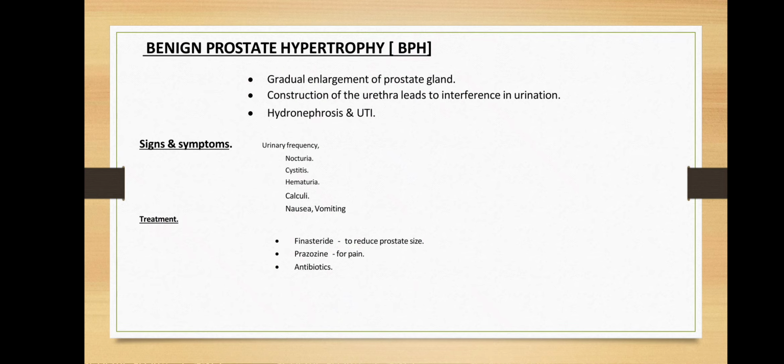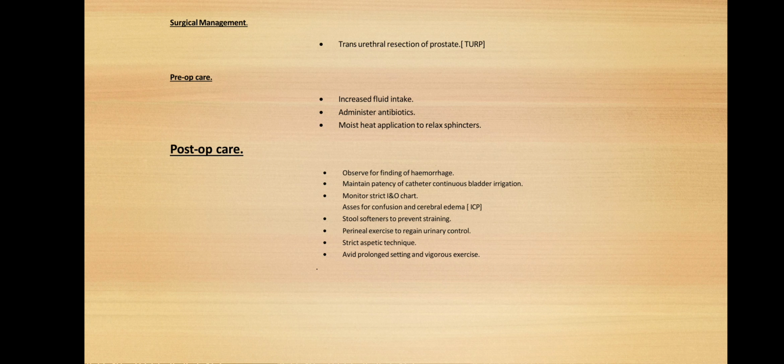BPH, benign prostatic hypertrophy: gradual enlargement of the prostate gland, constriction of the urethra leads to interference in urination, hydronephrosis and urinary tract infection. Signs and symptoms: urinary frequency will be very high, nocturia, cystitis, hematuria, calculi, nausea and vomiting. Nocturia: urine passing at nighttime multiple times. Treatment: finasteride, prazosin and antibiotics. Surgical management: TURP, transurethral resection of prostate.